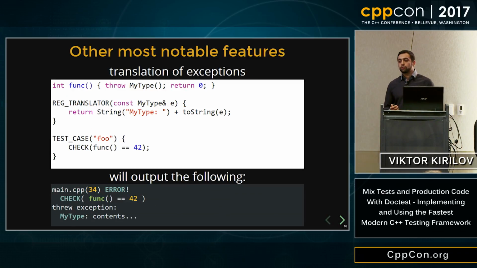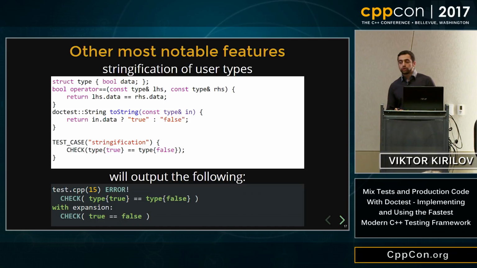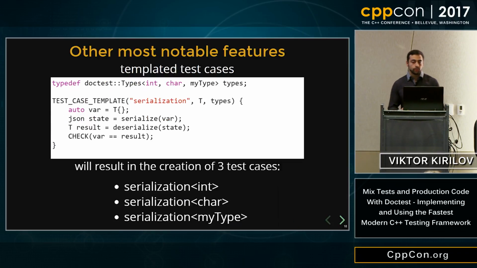You can also teach the framework how to translate exceptions of user types by registering a translator function, and I'll show how that works later. And when you compare custom types in your assertions, if the assert fails, you could teach the framework how to stringify your types as well.